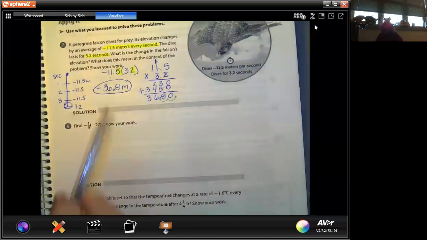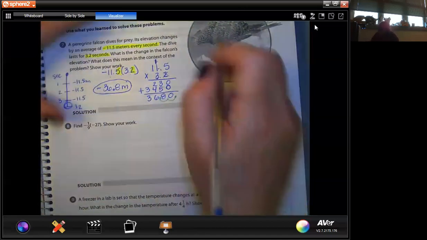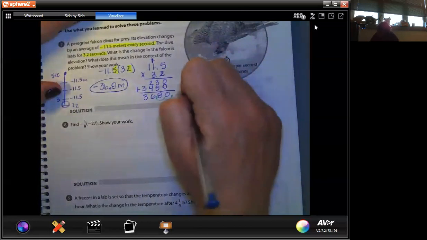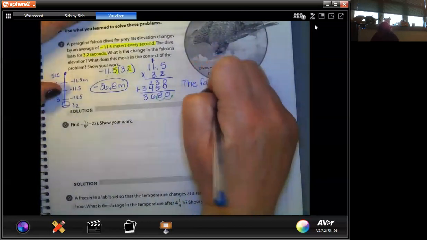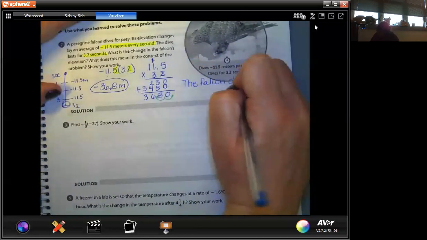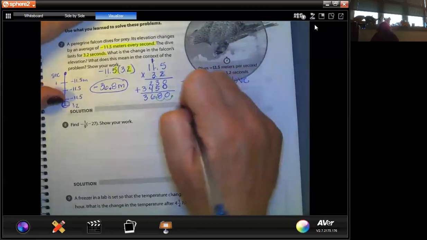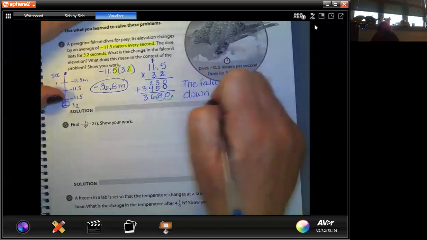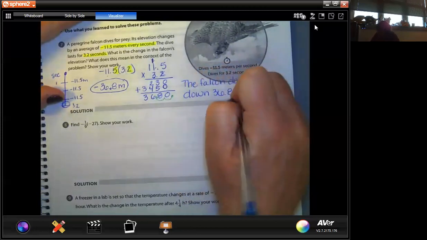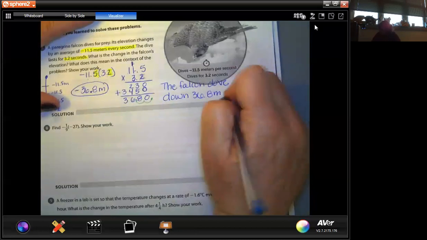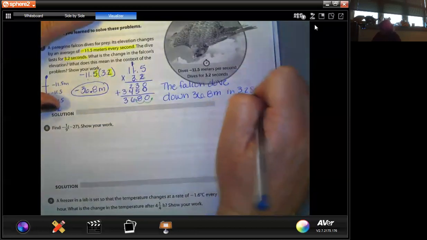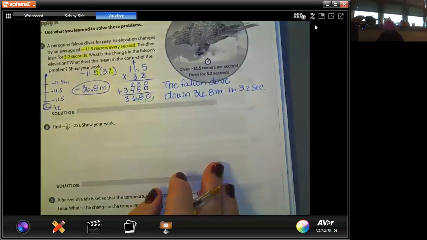Now it says, what does this mean in the context of the problem? It means the falcon dove down 36 8/10 meters in 3.2 seconds. So that's basically what that means.